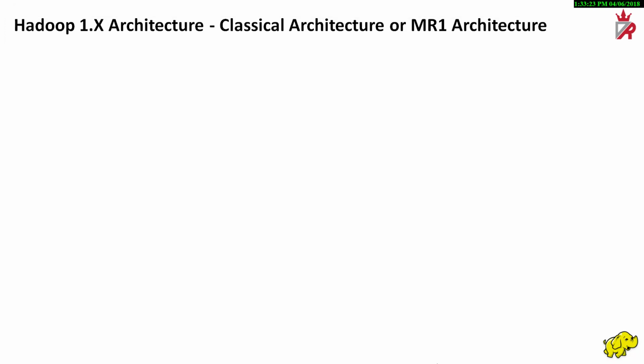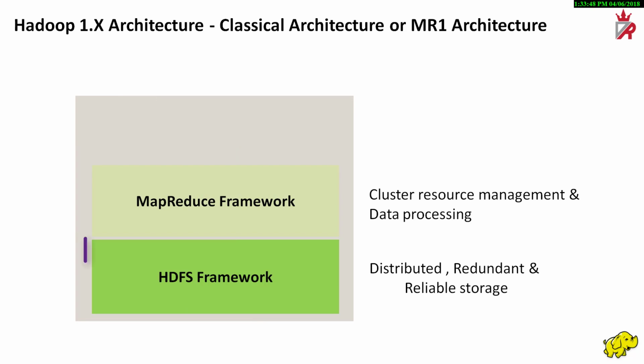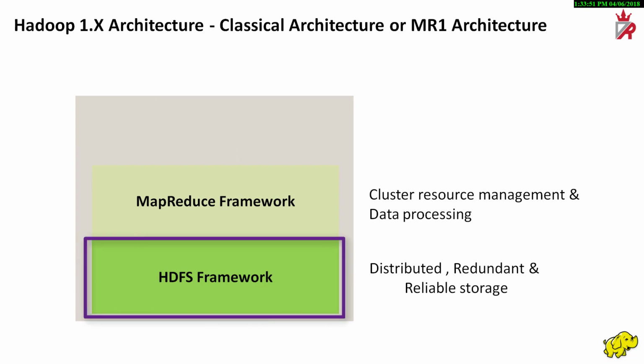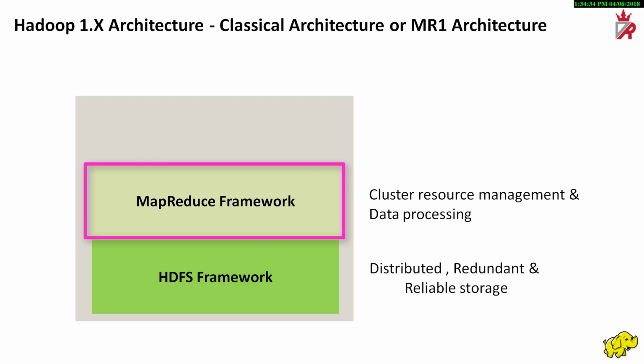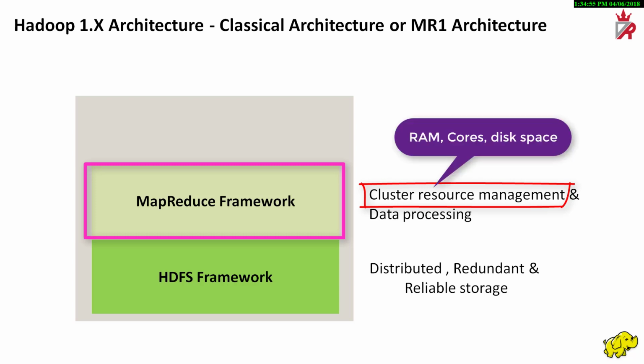Hadoop 1.x has two components. First component is Distributed Data Storage Framework, called the HDFS framework. This framework takes care of distributed storage of big data, and Hadoop Distributed File System, HDFS, is where the big data resides. Second component is the Distributed Data Processing Framework called MapReduce framework. Using this framework, we can process the data residing in HDFS. On top of data processing, MapReduce framework also takes care of the cluster resource management, that is, in allocating cluster resources like RAM, cores, disk space, etc.